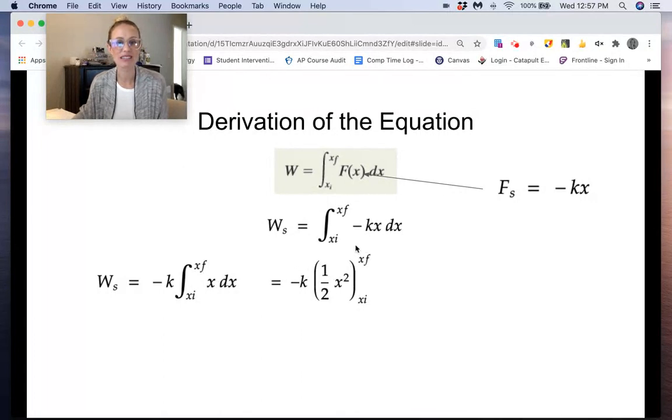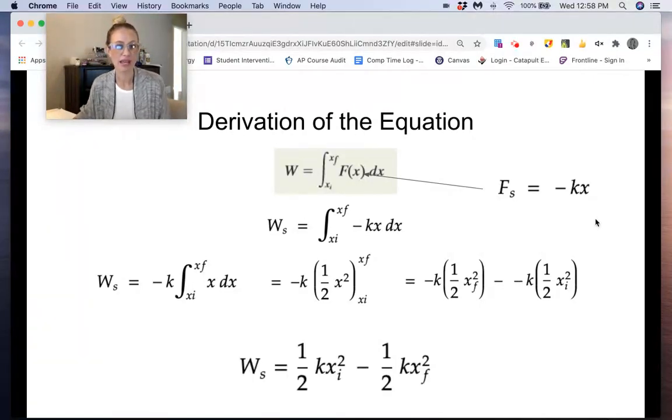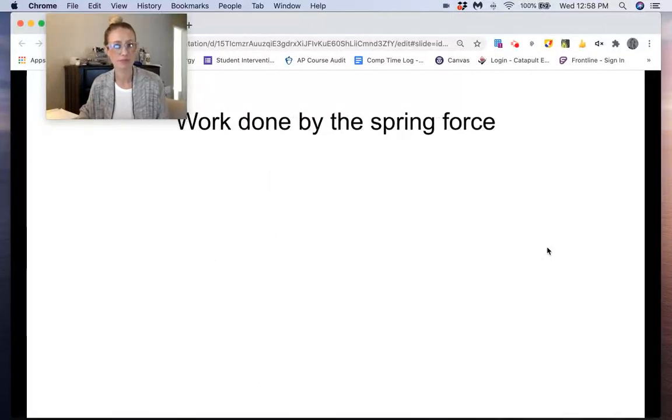So remember, when we do this, we're going to plug in x final first and then subtract that, plug in x initial. So it's always final minus initial. So we end up getting negative k times 1/2 x final squared minus a negative k times 1/2 x initial squared. Now, because we have minus and negative, this ends up being a positive. So I'm going to rearrange this so that our positive is in the front, and we end up getting that the work done by the spring force is equal to 1/2 kx initial squared minus 1/2 kx final squared. So this is our equation for the work done by the spring force.